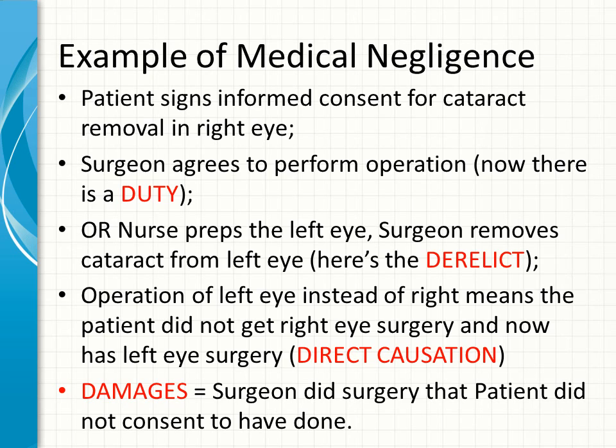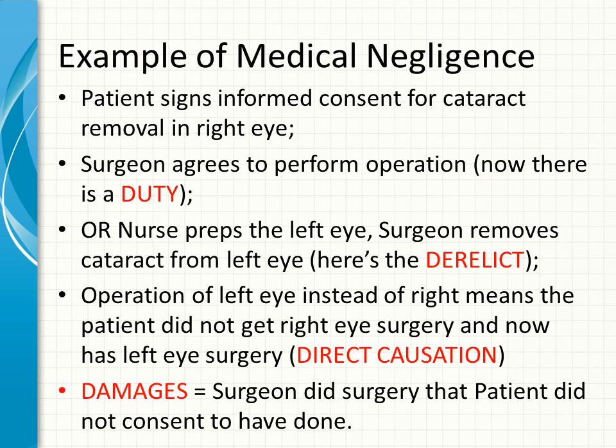Now the operation on the left eye instead of the right eye means that the patient, number one, didn't get the right eye surgery that he or she consented to, and now the patient has left eye surgery that wasn't planned for. So we have causation. Basically goes right back to that derelict, that is operating on the eye which was not consented to. And then the damages are in merely the fact that the patient had the surgery that the patient did not consent to have done. So you have your 4 elements.